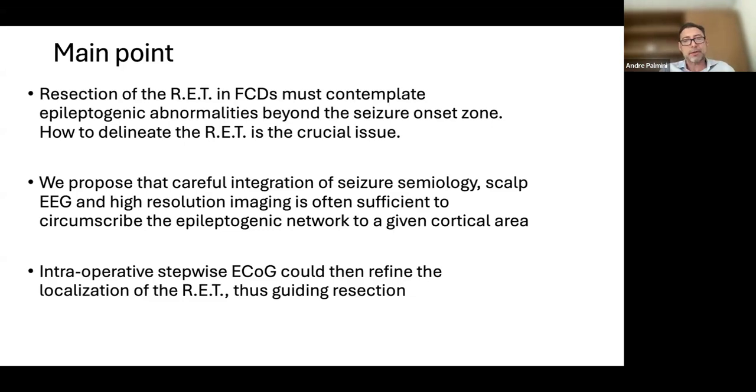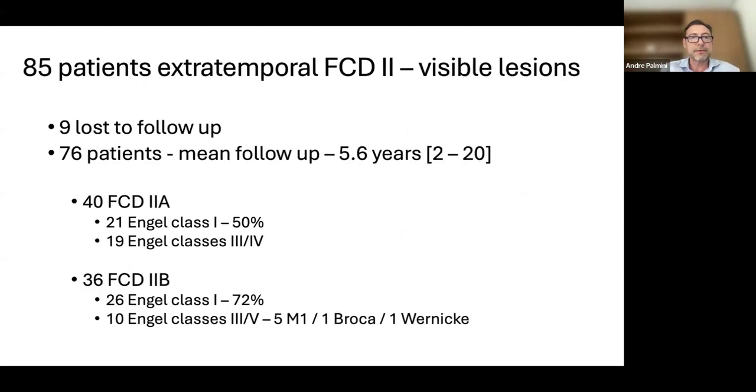So we have been trying in Porto Alegre, and we now have many things sent to publication that hopefully will show up in this next year, both conceptual and data, to try to do the best with what is possible for us to use, okay? So what we do in the end is to propose that a careful integration of seizure semiology, scalp EEG, and high-resolution imaging, particularly PET plus MRI, is often sufficient to circumscribe the epileptogenic network to a given cortical area, and then we go there with ECOG, and with acute ECOG, we define the limits of the resection.